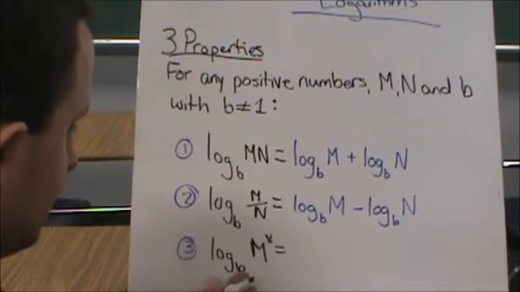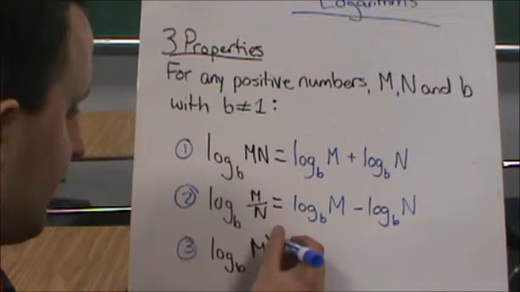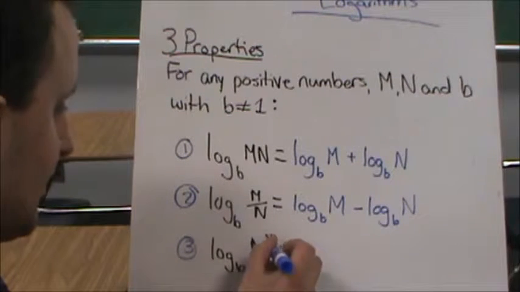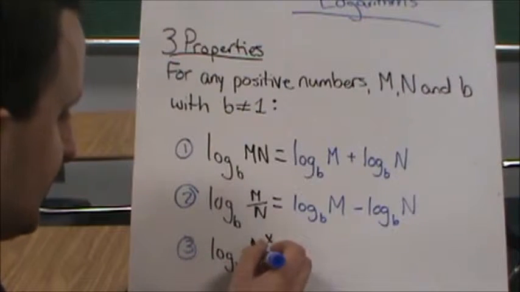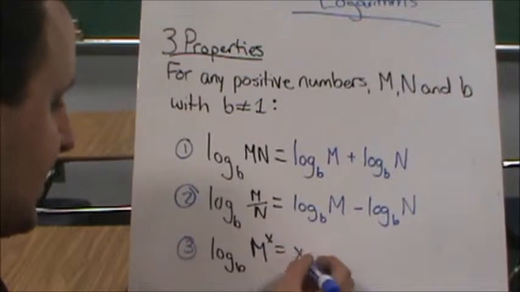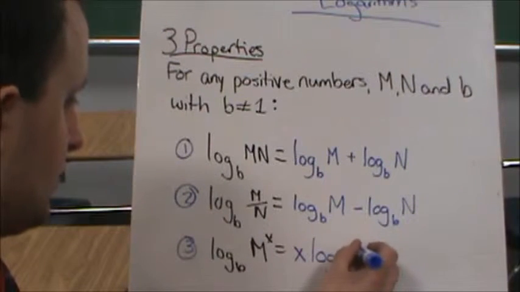And then the third and final property is log base b of m to the x power for some value of x. That means log base b of m to the x power is the same thing as saying x times log base b of m.